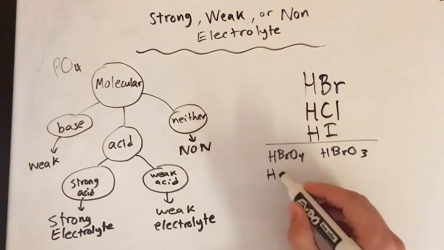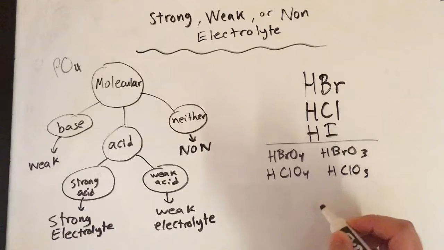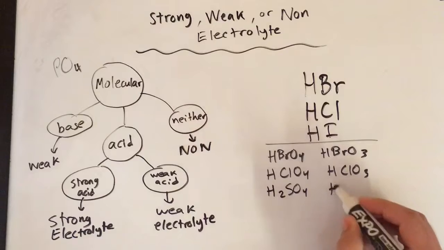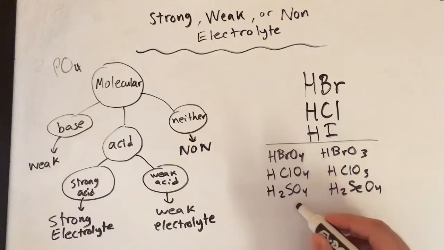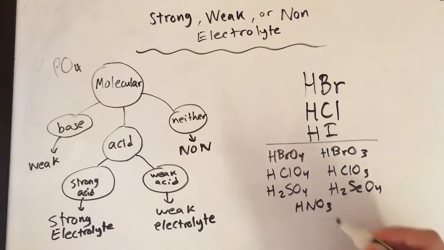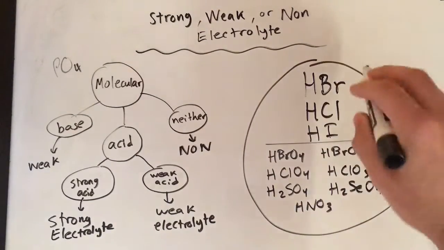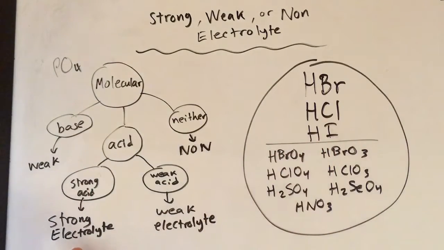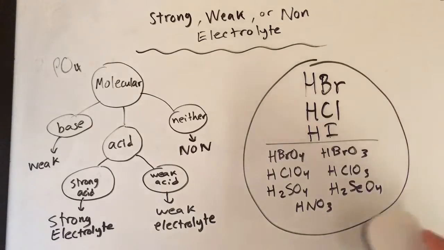Then you have HClO4, perchloric acid, HClO3, chloric acid. Then you have H2SO4, that is sulfuric acid. Then you have H2SeO4, that's selenic acid. And then all you're left with is HNO3, which is nitric acid. So these are 10 strong acids. So if the molecular compound happens to be one of these 10 strong acids, it's automatically a strong electrolyte. Okay, and then any acid that's not part of these would then obviously be a weak acid.